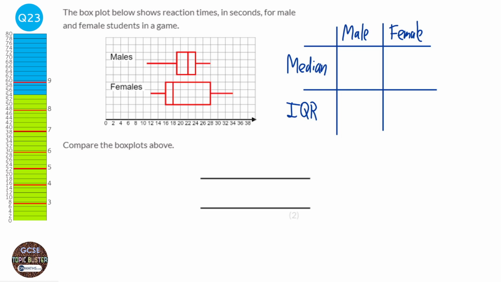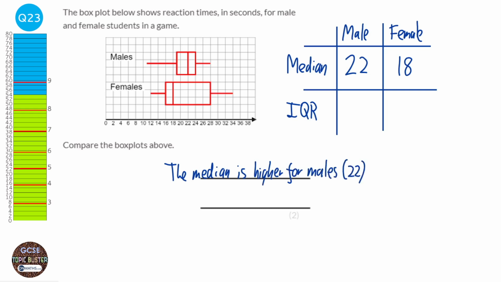So the median for male is this line here. And if you look down, that is 22. And for females, it's this one here. If you look down, that's 18. And we just write a sentence. So you say something like the median is higher for males, brackets 22, always show your values, than for females, brackets 18. Okay, easy. Next we're going to do interquartile range.